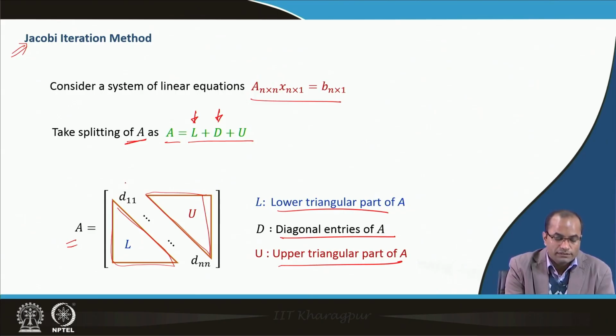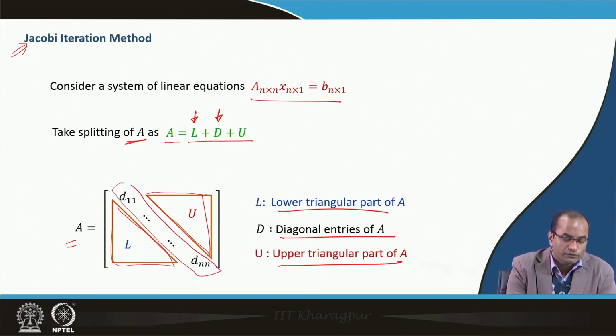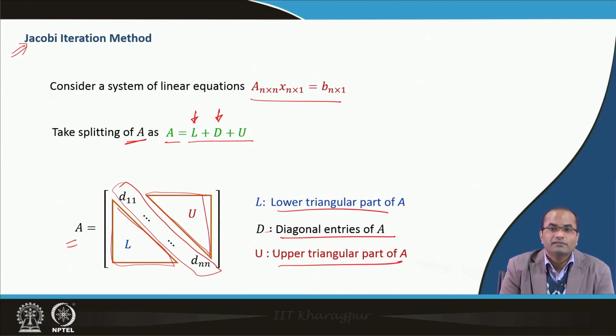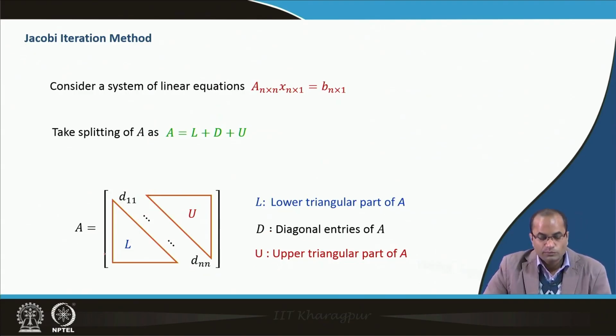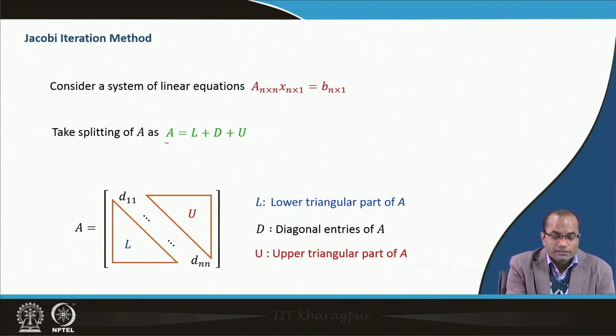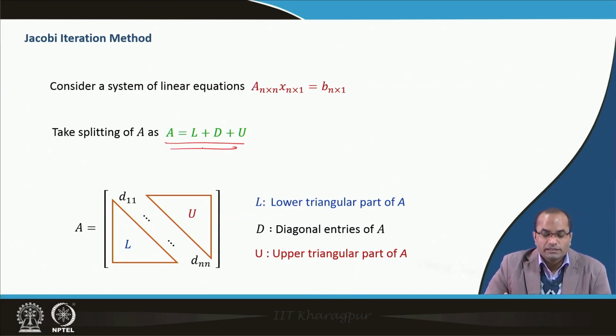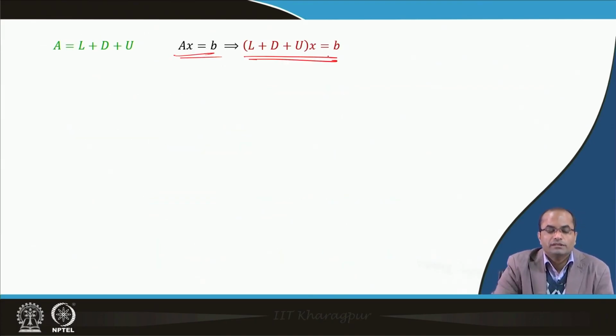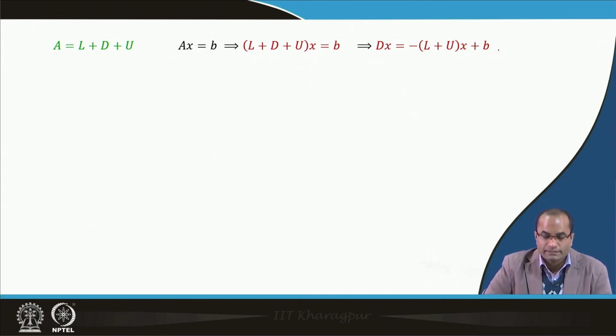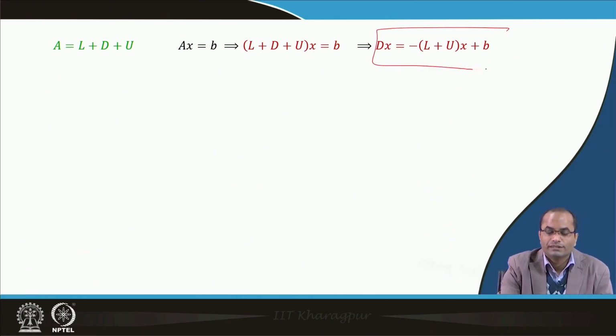In D, only D 1, D 2, D 3 up to D n will be there in the matrix, and everything else will be 0. In the upper one, we will have the upper entries of the matrix, and the rest everything will be set to 0. Having this splitting, A is equal to L plus D plus U, what do we do? A x is equal to b can now be written in this form, L plus D plus U times x is equal to b. That means we take the D with the x and everything else to the right hand side. From here we will set up the scheme.